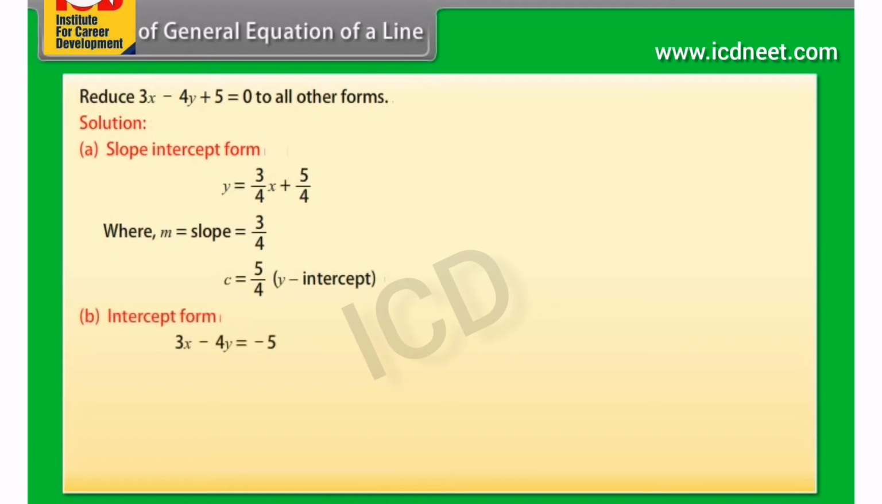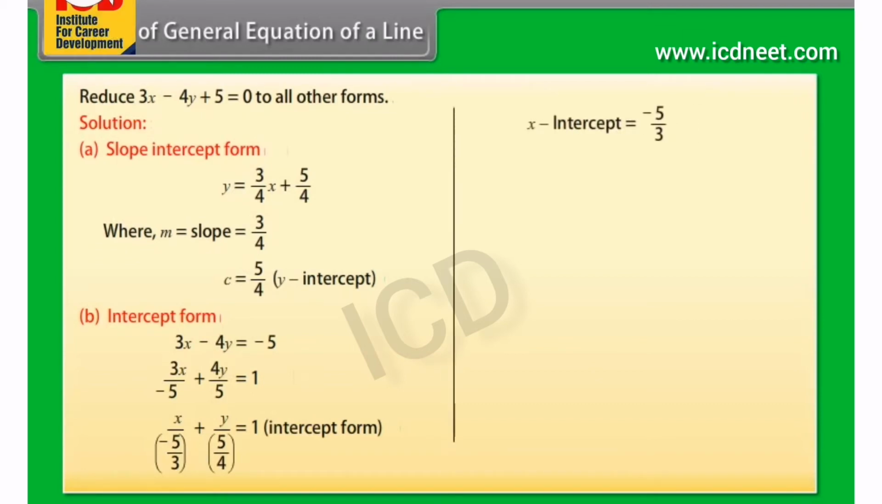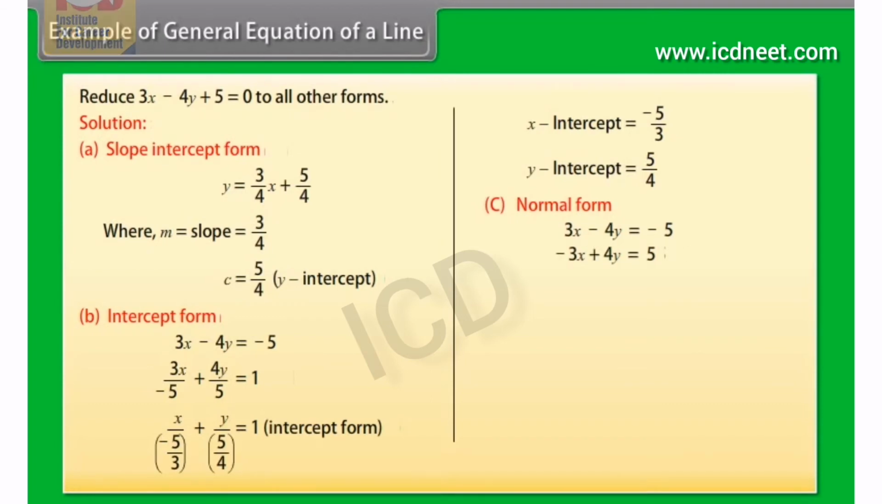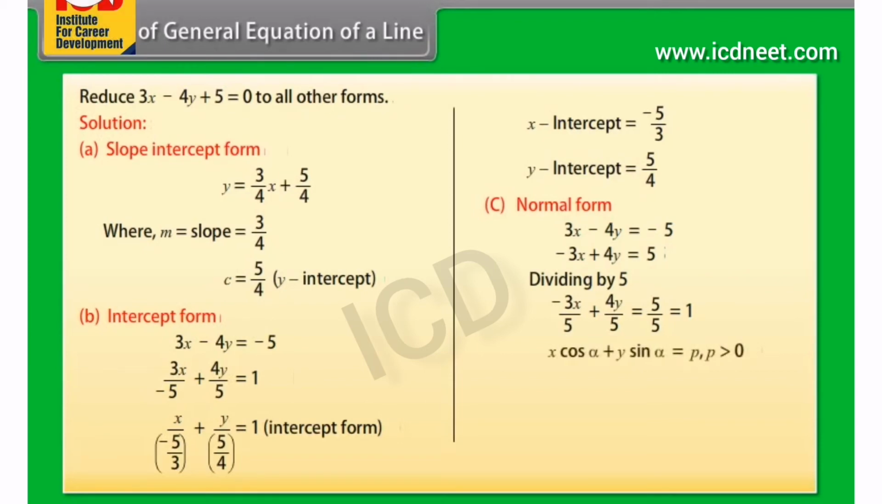Intercept form. 3x - 4y = -5. 3x/(-5) + 4y/5 = 1. x/(-5/3) + y/(5/4) = 1. Intercept form: x-intercept = -5/3, y-intercept = 5/4. Normal form. 3x - 4y = -5. -3x + 4y = 5. Dividing by 5, -3x/5 + 4y/5 = 5/5 = 1. x cos α + y sin α = p, p greater than 0, where cos α = -3/5, sin α = 4/5, p = 1.